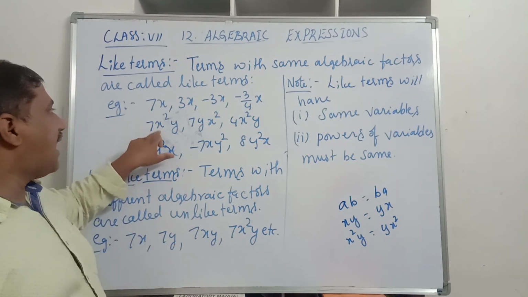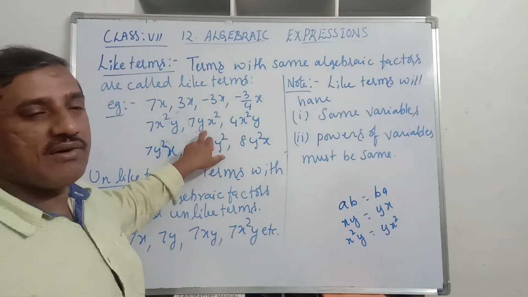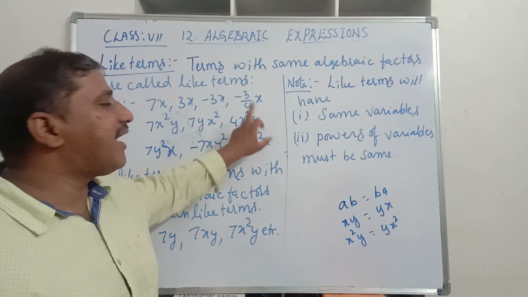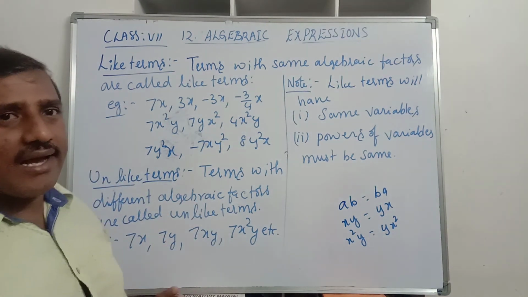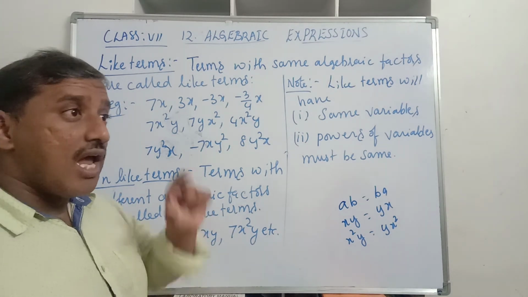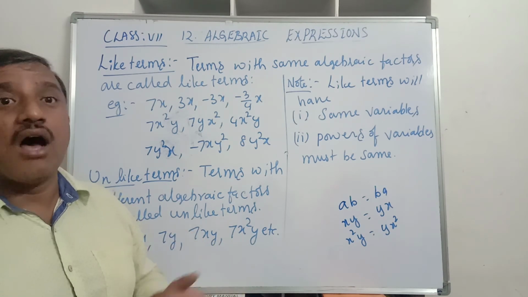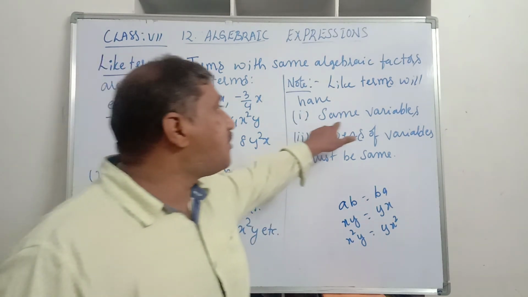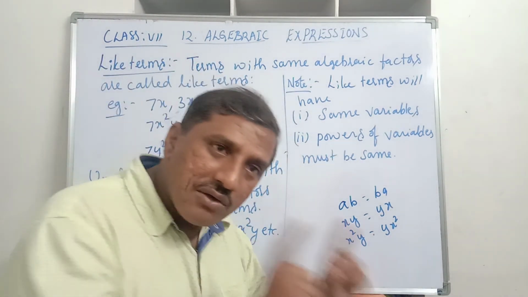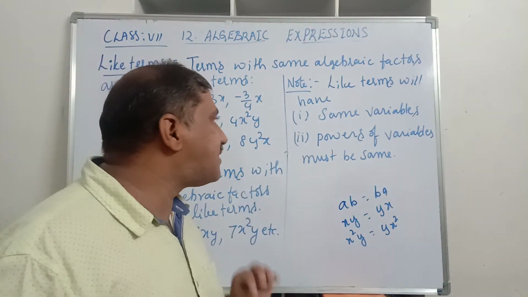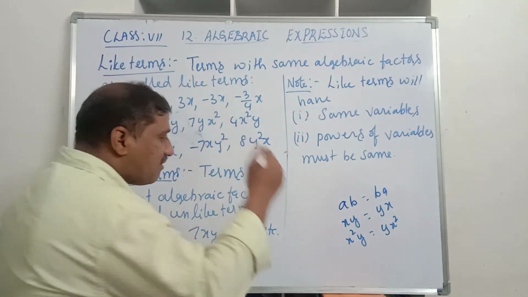In the second example, x square power is 2, y power is 1. X square power is 2, y power is 1. So the powers also should be the same. Ignore the numerical coefficients with their signs. You just observe whether they have the same algebraic factors or not. Same algebraic factors means they should have the same variables, and the powers of the variables must be the same. Then we can say that the terms are like terms, otherwise they are not like terms.